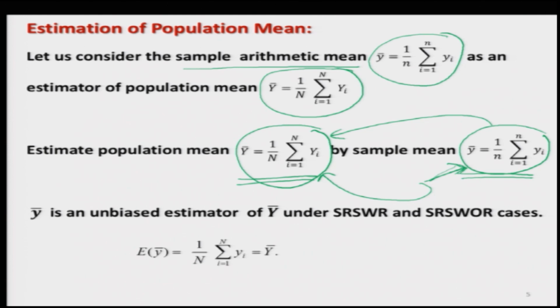One important property of this sample mean is that the sample mean is an unbiased estimator of the population mean under both types of sampling scheme, that is SRSWR as well as SRSWOR. What does this mean? In the language of statistics, we denote this property by saying that the expected value of small y bar is equal to capital Y bar, right.